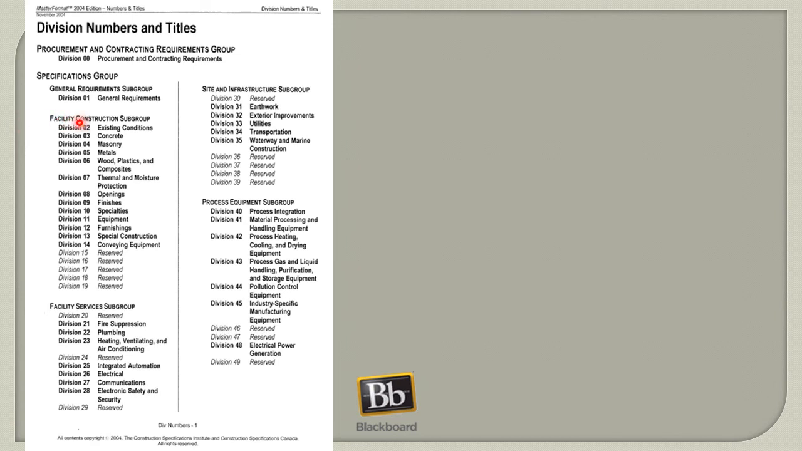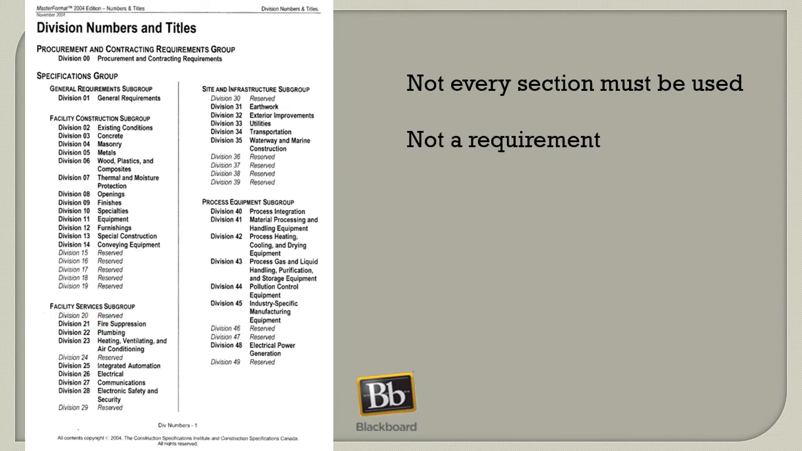But you notice we have existing conditions, concrete, general requirements, metals, finishes. Nothing in here about paving. Nothing in here about electrical lighting, or rather airport lighting. So keep in mind, not every section must be used. If you do not have any fire suppression need in your project, you do not have to have Division 21. It is not a requirement that you use CSI master format specifications. So not every project is going to use them.